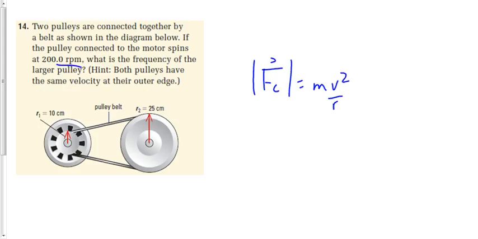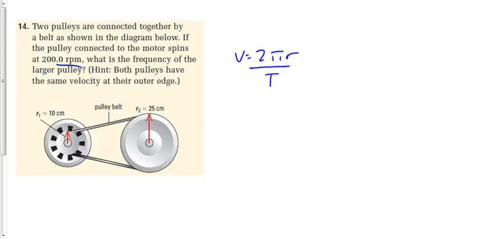We know that speed is 2 pi r over t. Let's try something that's valid, the 2 pi r over t thing. I got a gut feeling on that one. V is equal to 2 pi r over t. First of all, because they talk about the speed being the same at the outer edge. Second of all, because they talk about frequency, and although frequency is not period, it's close. In fact, I have a gut feeling on something else as well.